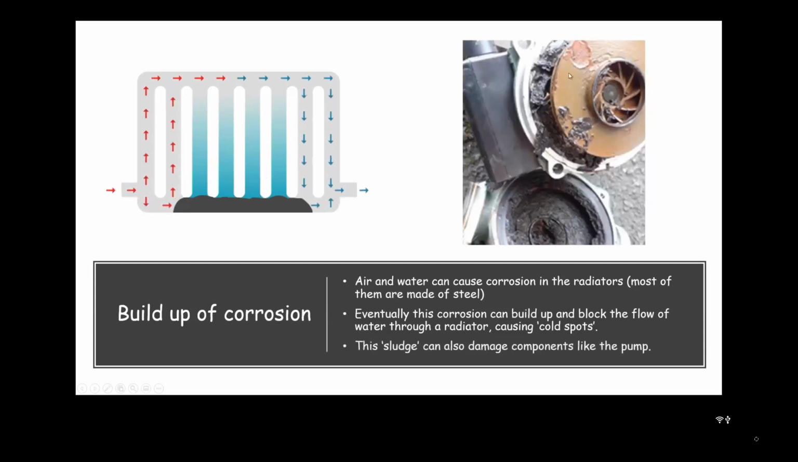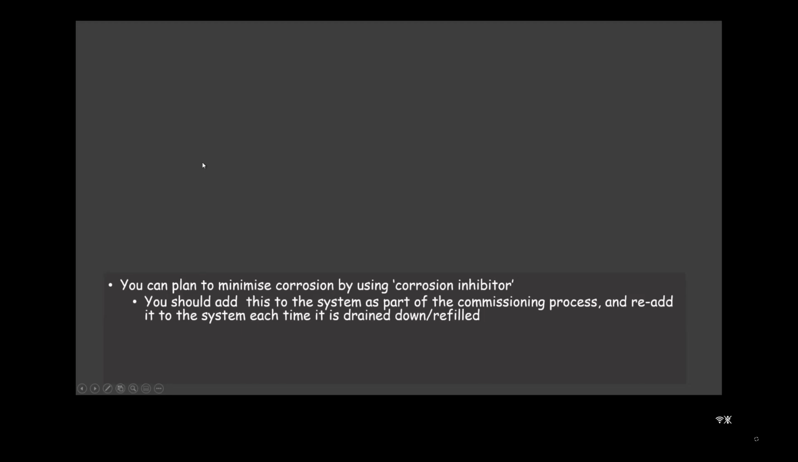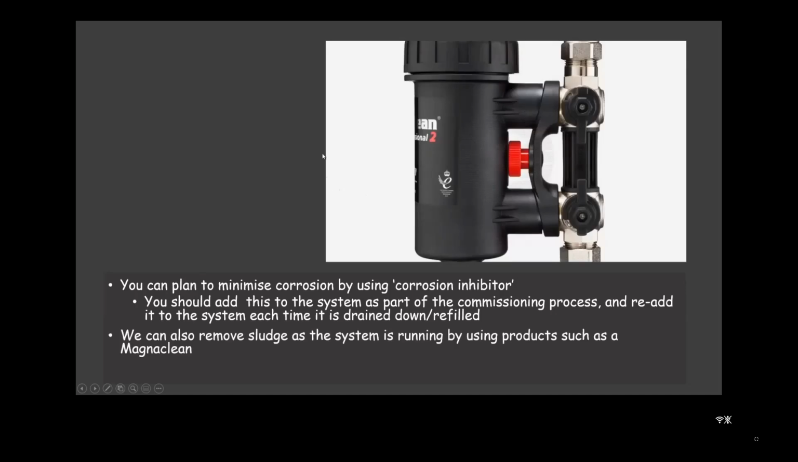The sludge or sediment or corrosion, whatever you want to call it, can also damage the components in the system. So that is a really big issue, corrosion in heating systems. You need to be aware of it, and that's part of the reason why we try to minimise the amount of air in the system as well. One of the ways, alongside trying to remove air wherever we can, is to use corrosion inhibitor. You put that in normally as part of the commissioning process right at the start, and you should re-add it every time the system is drained down and refilled.